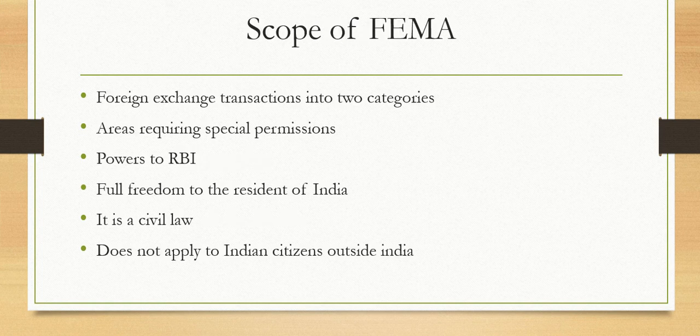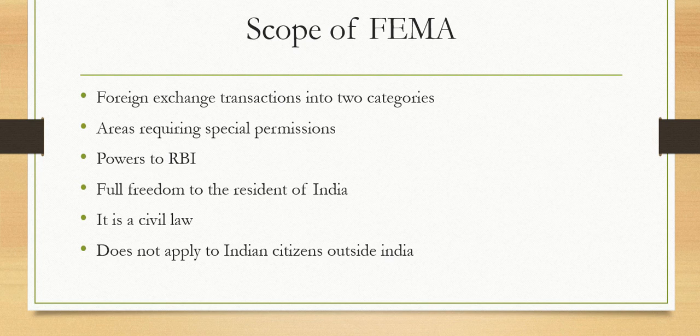Scope of FEMA. In FEMA, the transactions are basically categorized into two accounts. One is the capital account and the other one is the current account. The capital account basically tracks the net balance of international investments, or in other words, it keeps track of the flow of money between the nation and its foreign partners in investment, etc. Whereas the current account tracks the actual transactions, that is, the exports and the imports.